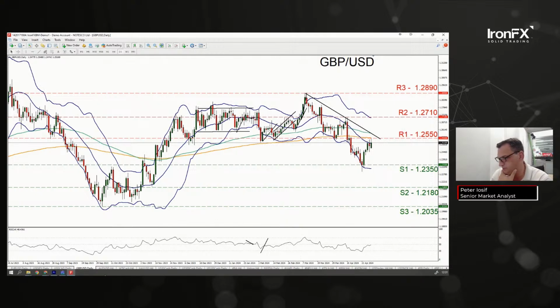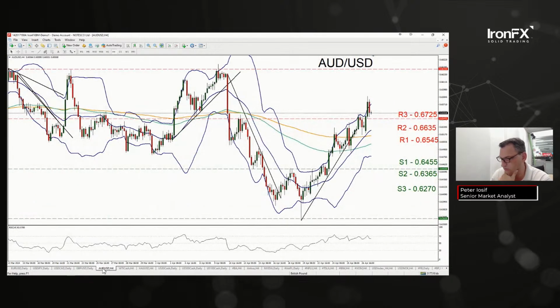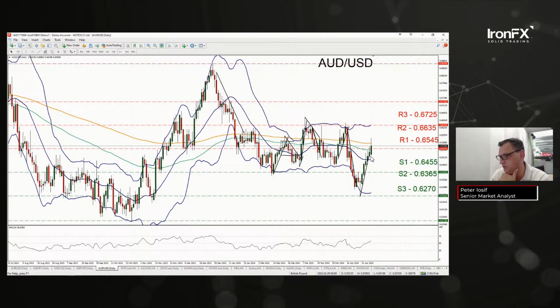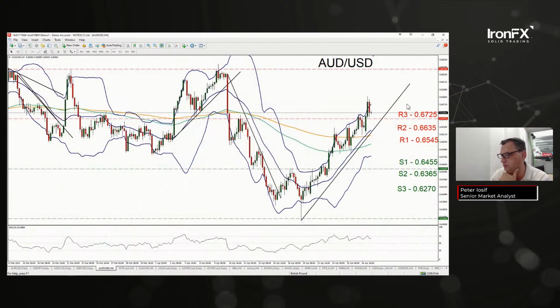Let's have a look at the Aussie. This is the 4-hour chart. Let's move to the daily chart. And we can see an intense upward motion which is being maintained. Back to the 4-hour chart. Here you go. Now we can see how there have been higher peaks and higher troughs. 1, 2, 3, 1, 2, 3, 4. So we expect the next peak to be higher.